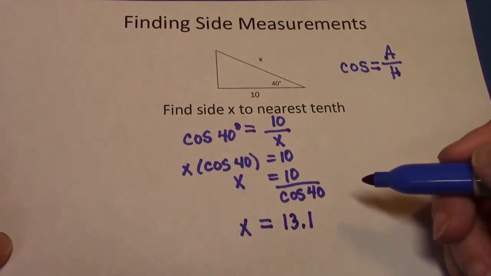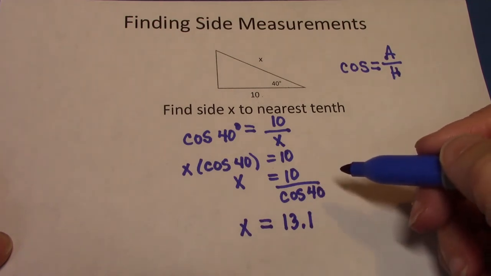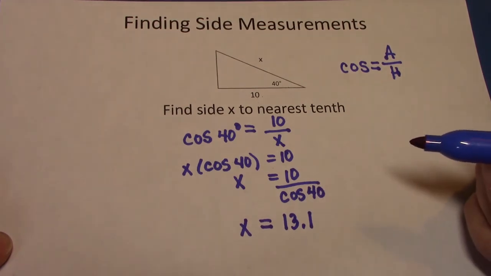You'll notice in the last example we didn't have to do the multiplication sign, but in this one you do have to do the division sign. It's just the way most calculators are.